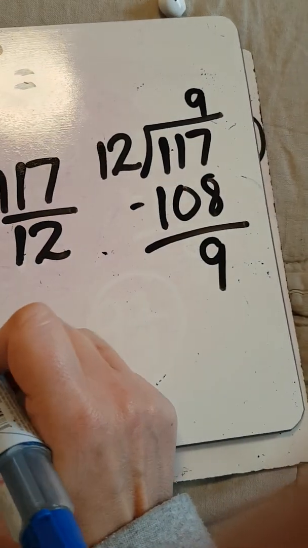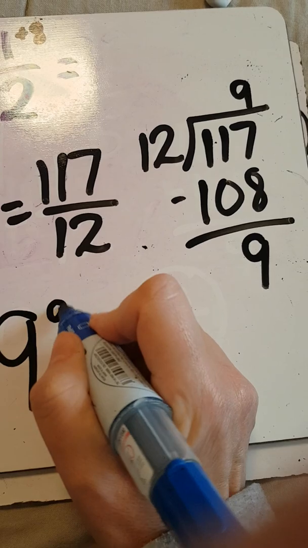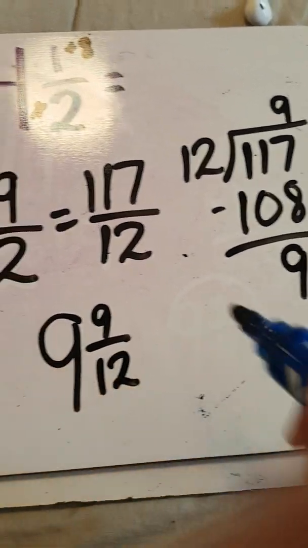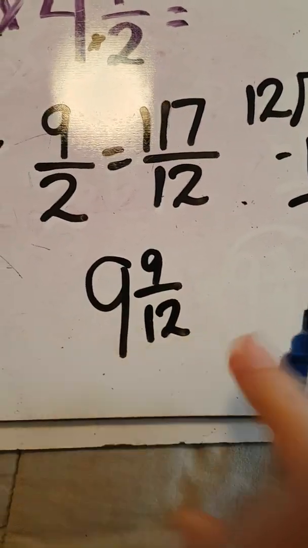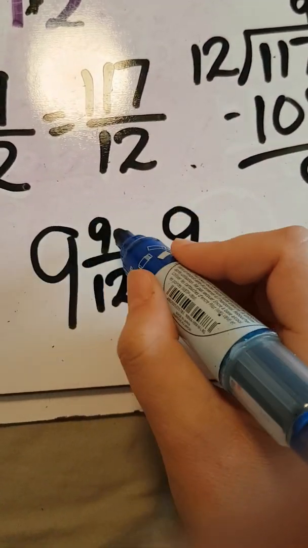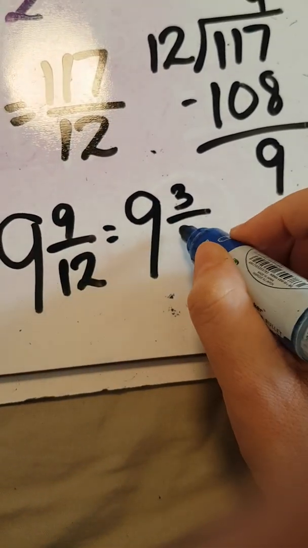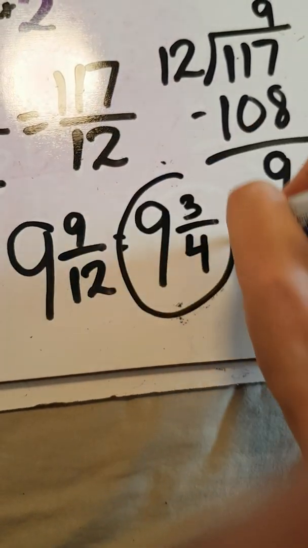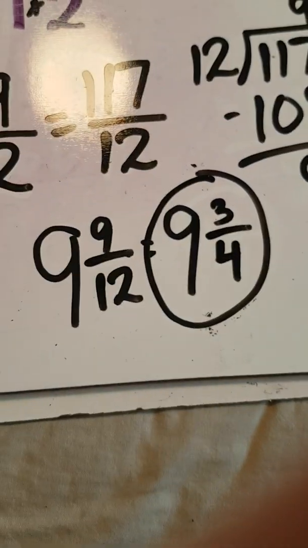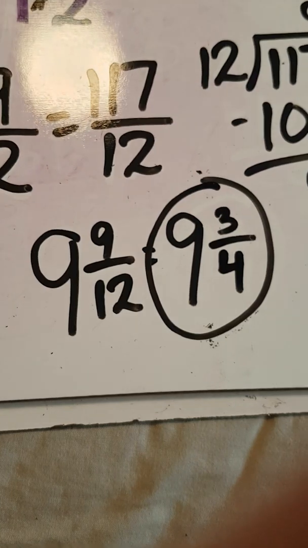So my answer is 9. And then here's my remainder, which ends up being my numerator, and 9/12. Oop, guess what? I can simplify this. 3 goes into 9 3 times. 3 goes into 12 4 times. I have simplified. Don't forget to simplify if you can, the very last thing, okay?